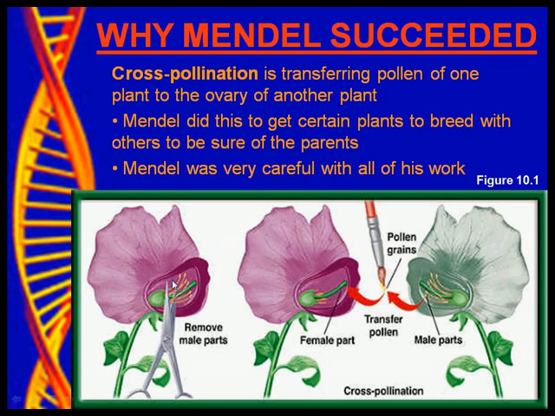But basically, here you go. You remove the male parts from the flower, leaving only the female parts left. And then from another flower, he could take the male parts, pollen, on a paintbrush, and just simply brush that paintbrush right onto the pistil here, and cause these plants to pollinate with each other. That's cross-pollination.